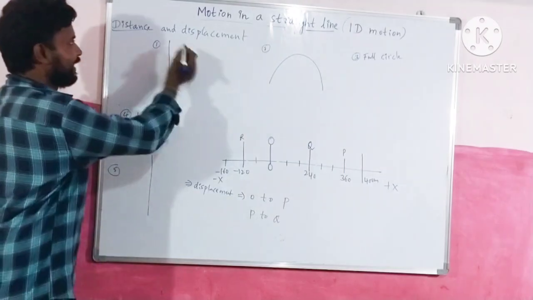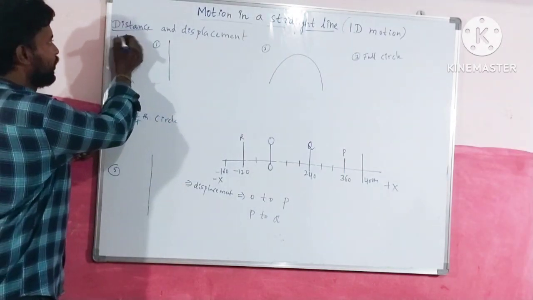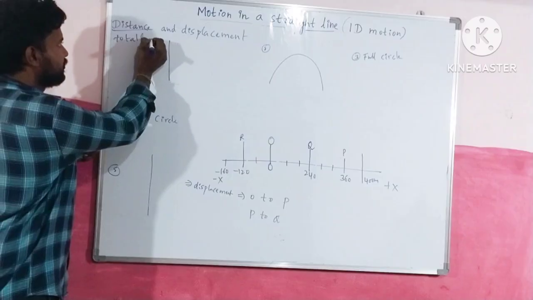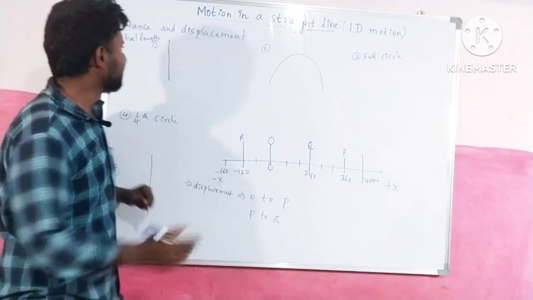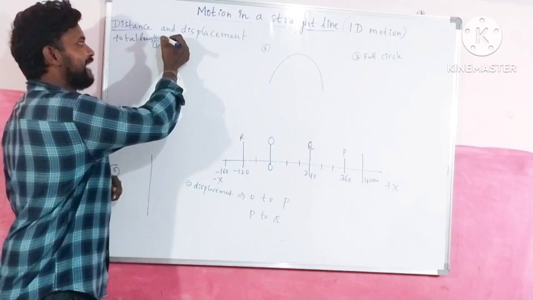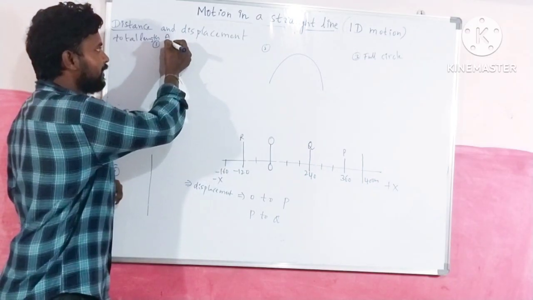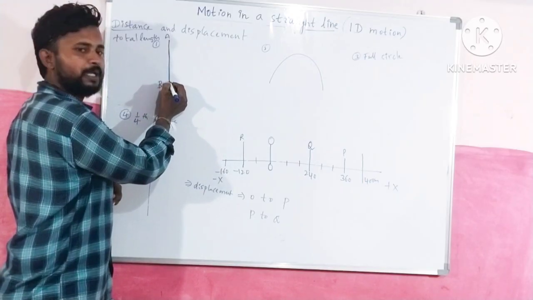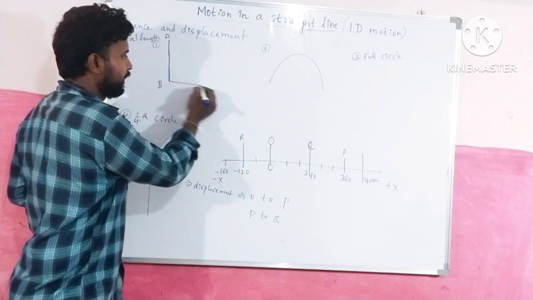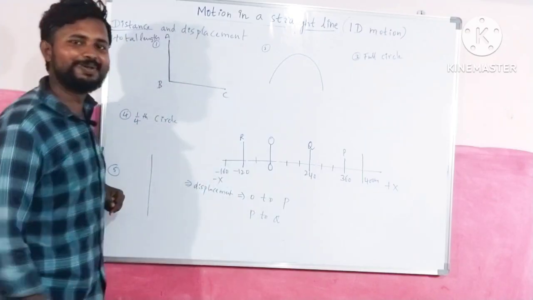Look at Example 1. Distance is nothing but the total length of the path during the motion. Here, the body started from point A. The body is moving in this direction, and it reaches point B, then after moving in this direction, it finally reaches point C.